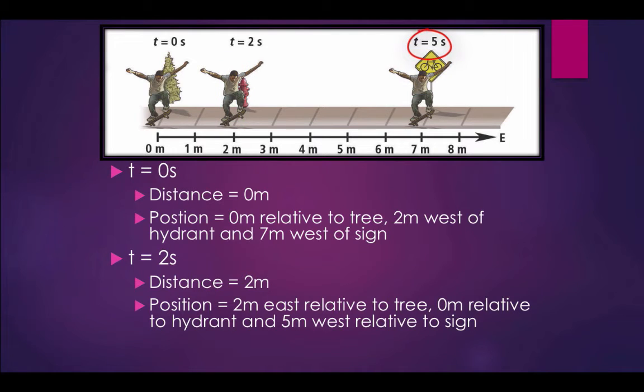How about at time 5 seconds? At time 5 seconds, his total distance covered would be 7 meters. His position would be 7 meters to the right of the tree, or 5 meters to the right of the hydrant, or 0 meters relative to the sign.